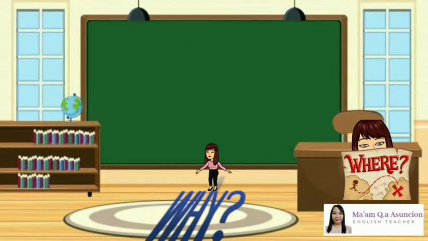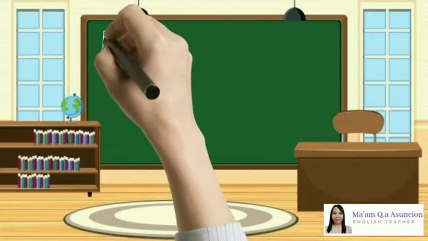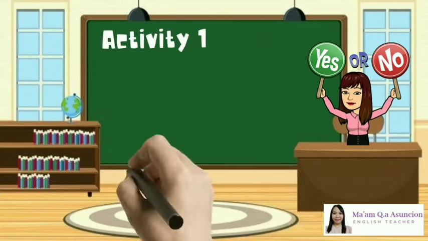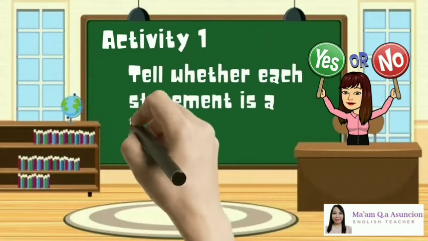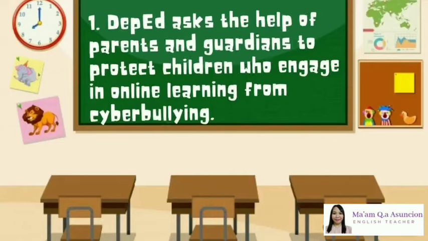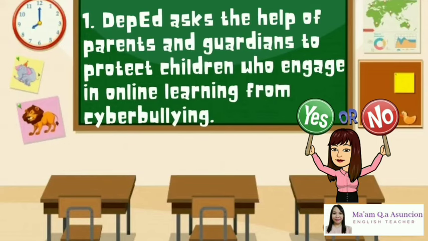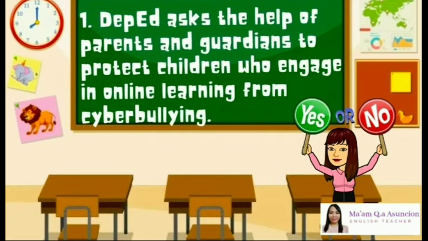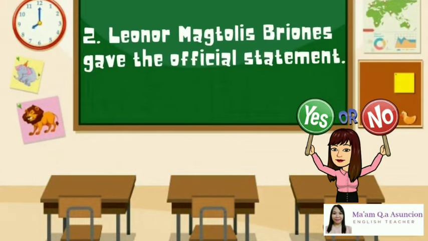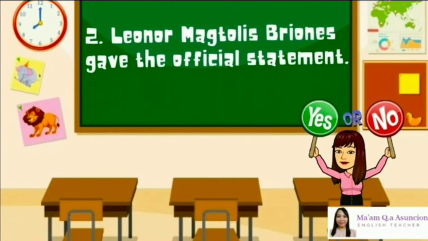Now let us have more activities. Activity 1. Tell whether each statement is a fact or not. DepEd asks the help of parents and guardians to protect children who engage in online learning from cyberbullying. The answer is fact. Number 2. Leonor Magtolis Briones gave the official statement. The answer is not.